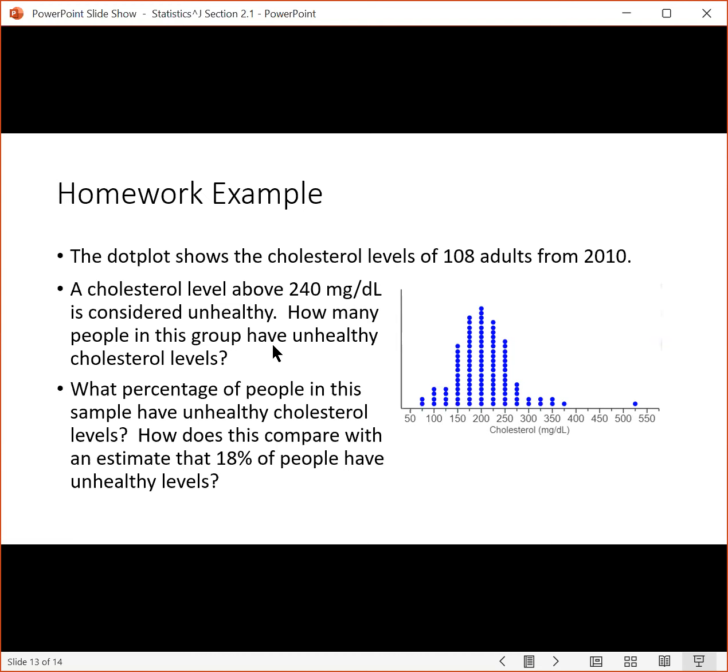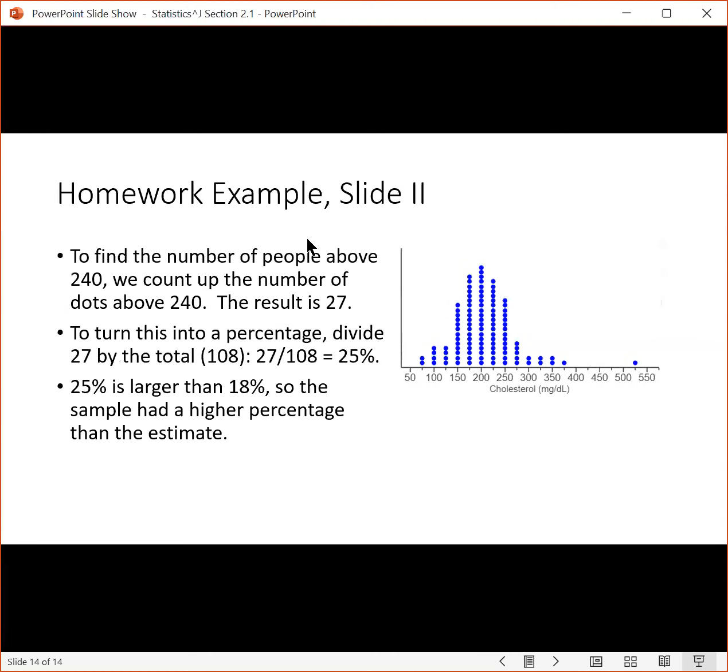Once you have that number, we want to divide it by the total number of dots. Hopefully you don't have to count those up; in this case, we're given that there are 108. So you take the number you got from the previous question, divide by 108, and that'll give us the percent of the individuals in the study who were unhealthy. Then we can compare that percentage to 18%. On the next page, we go ahead and do that.